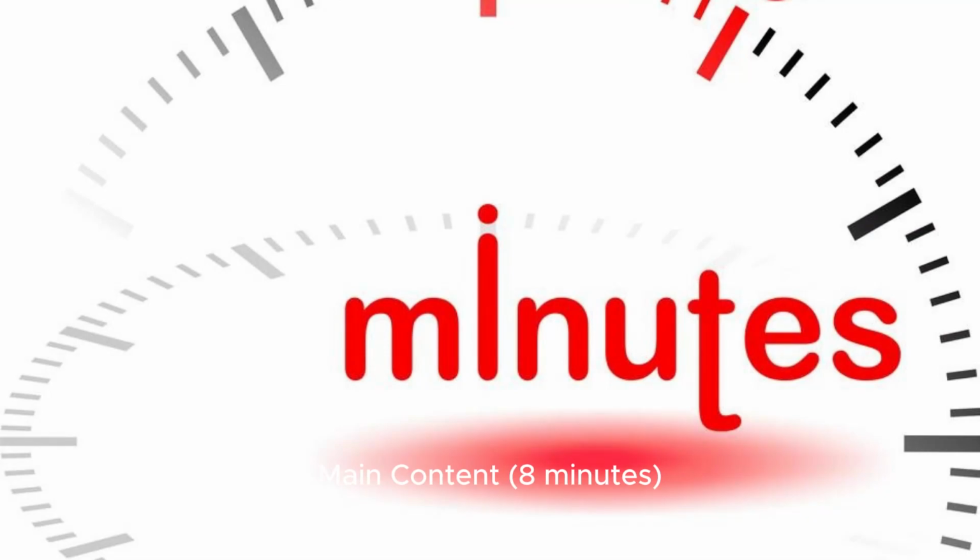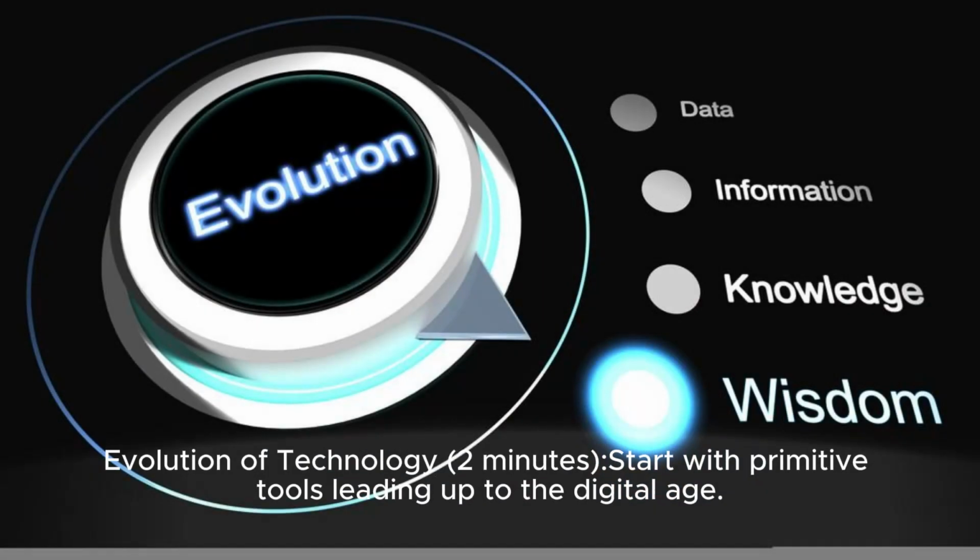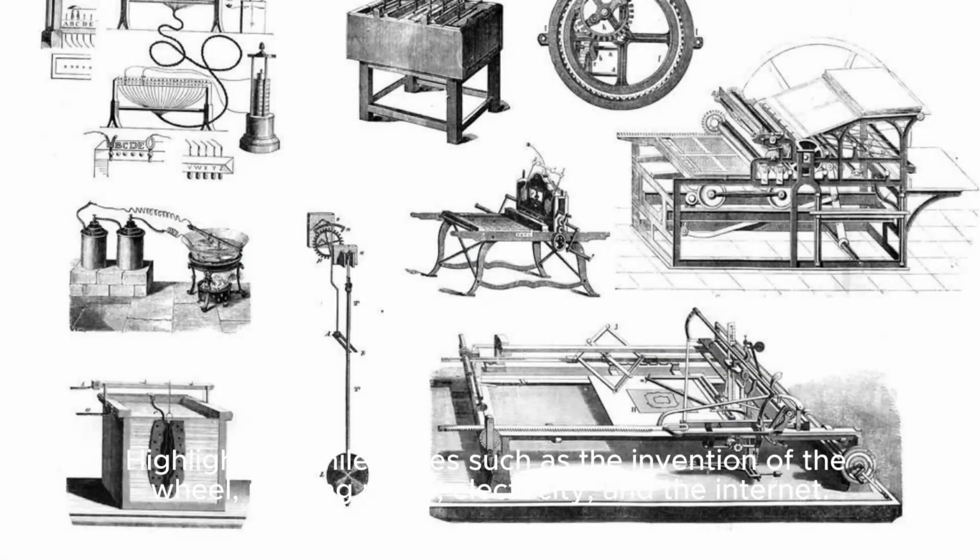Main content: 8 minutes. Evolution of technology: 2 minutes. Start with primitive tools leading up to the digital age. Highlight key milestones such as the invention of the wheel, printing press, electricity, and the internet.